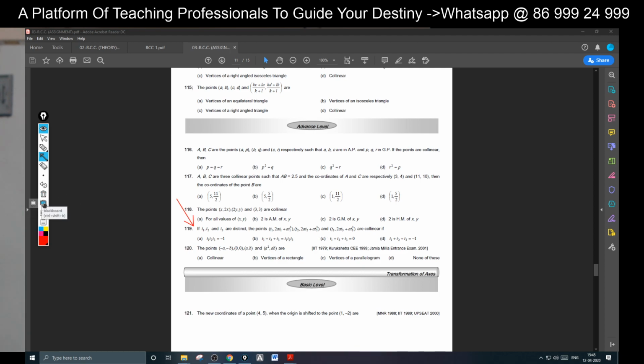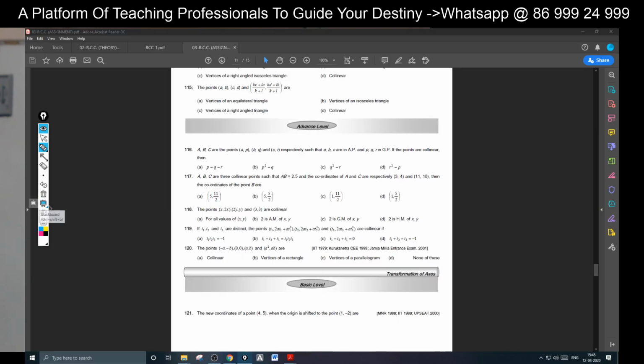Let us see. What are the points given? Let me write the points given. First point, please. First point: (t1, 2a t1 plus a1 cube).